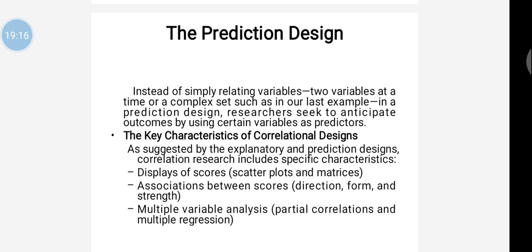The key characteristics of correlational design. As suggested by the explanatory and the prediction designs, correlational design includes specific characteristics: displays of scores, that is scatter plots and matrices; association between scores, that is direction, form, and strength; multiple variable analysis, that is partial correlation and multiple regression.